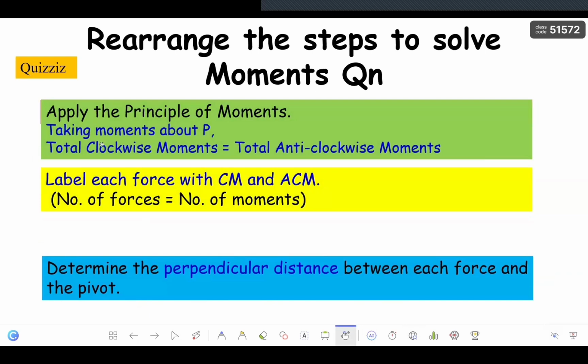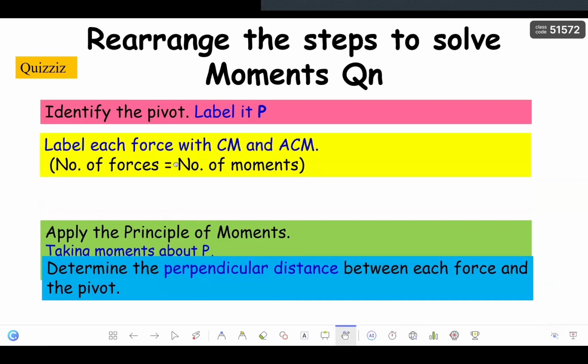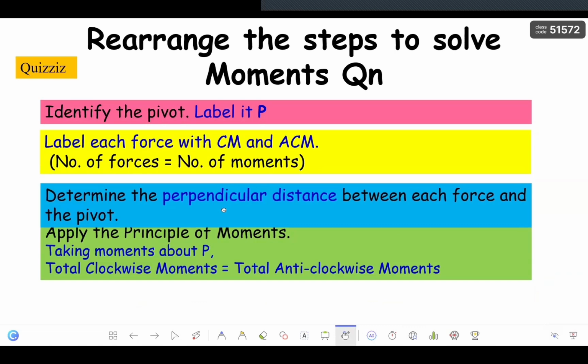So I drag it to the top. After I identify the pivot, I drag this down first. I need to determine the number of forces and label each force with CM and ACM. The number of forces equals the number of moments. And then after I've determined all my forces, in my head, I should mentally think of the perpendicular distance between each force and the pivot.